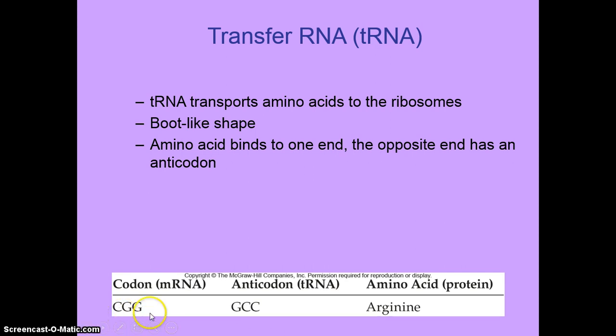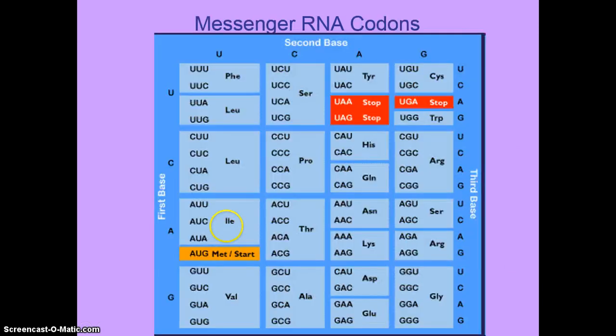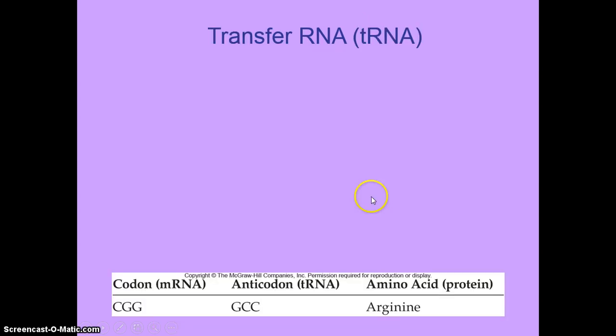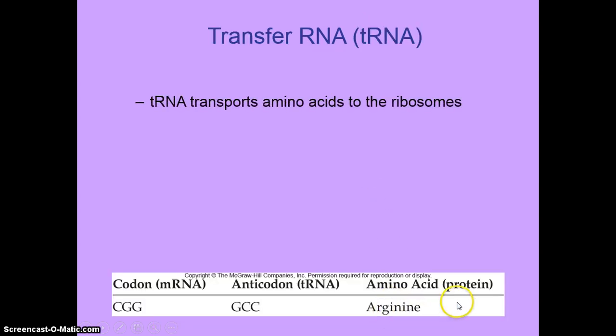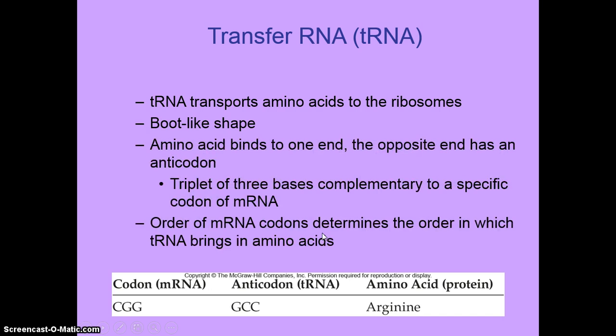So the messenger RNA has a codon. This triplet is CGG. The anti-codon on the transfer RNA that is going to complement this is going to be GCC. So the transfer RNA that matches up to this codon is going to carry the anti-codon GCC. And when we look for the messenger RNA CGG, it's right here, and it's one of the codons that codes for arginine, which if we go back over here, arginine is the amino acid that's going to form a protein.